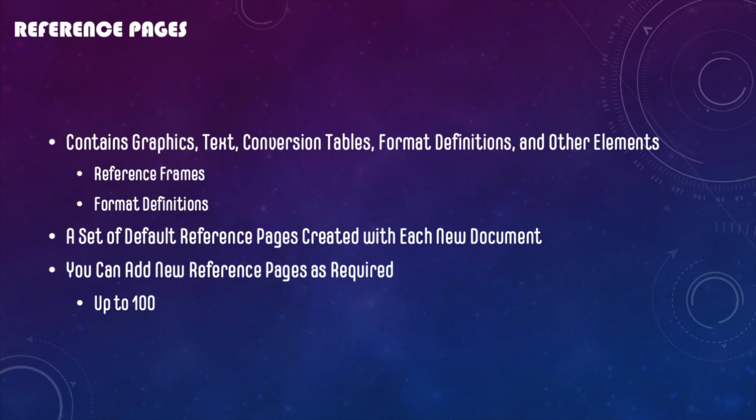The default content in a reference page includes reference frames for putting single or double lines above and below a paragraph, and HTML conversion of your document. So if you export your document to HTML, there's a table in that reference page that tells FrameMaker how to take the paragraph data that your document has and convert that to HTML formatting. And you can edit that to customize it as you see fit. You can add new reference pages as required, up to a limit of 100.